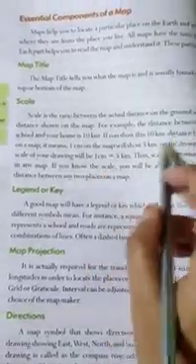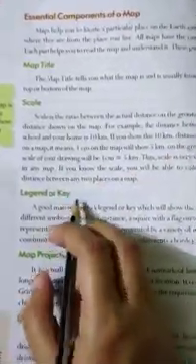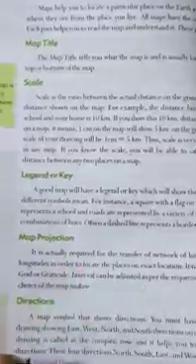Next we come to the essential components of a map, which means what the essential components in a map can be. Suppose the map title: a map always comes with a title about what it is showing, from top to bottom. The scale, because it shows, for example, 1 centimeter is 5 kilometers, how many kilometers are in 1 centimeter. The legend or the keys, the map projection, and the directions are also given in the map, meaning east, west, north and south. Next come the conventional signs.